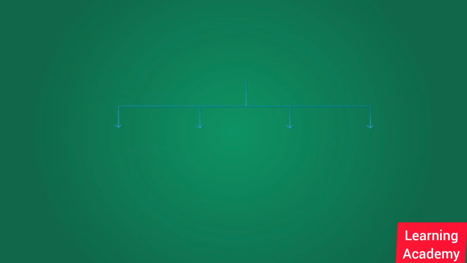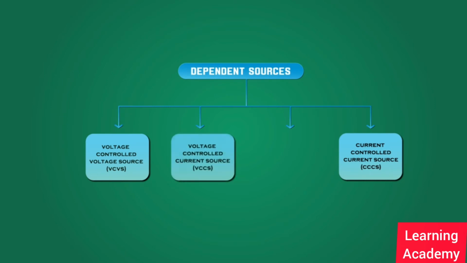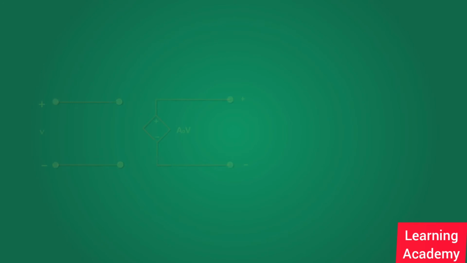There are four possible dependent sources. Voltage-dependent voltage source, VCVS. Current-dependent current source, CCCS. Voltage-dependent current source, VCCS. Current-dependent voltage source, CCVS. Let us see them in detail.